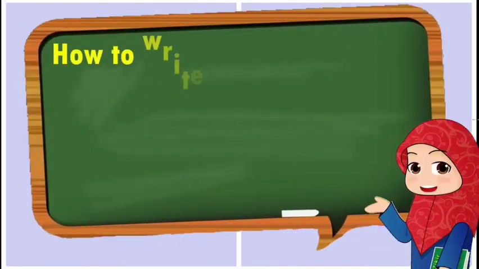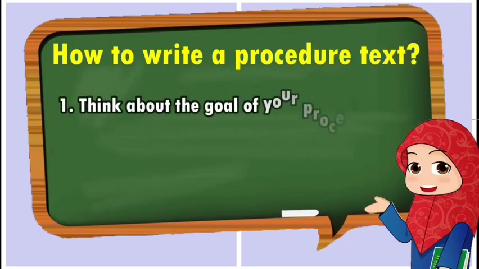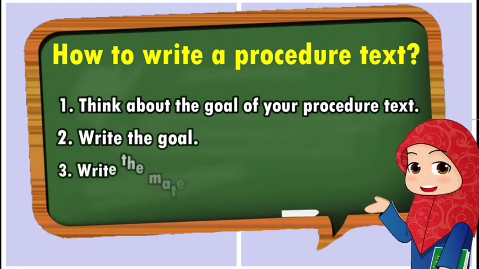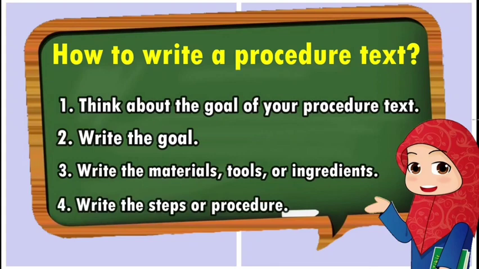Well, students, how to write a procedure text? The first is think about the goal of your procedure text. The second one is write the goal and then write the material, tools, or ingredients. And the last one is write the step of procedure.